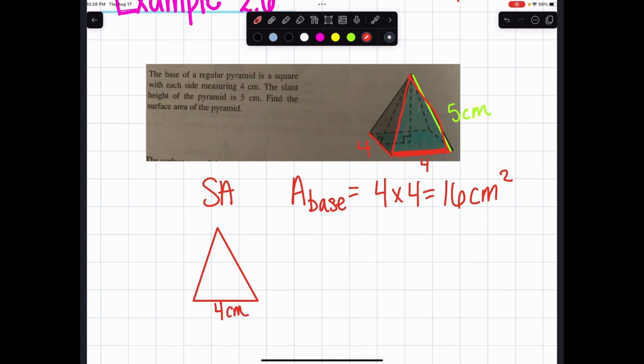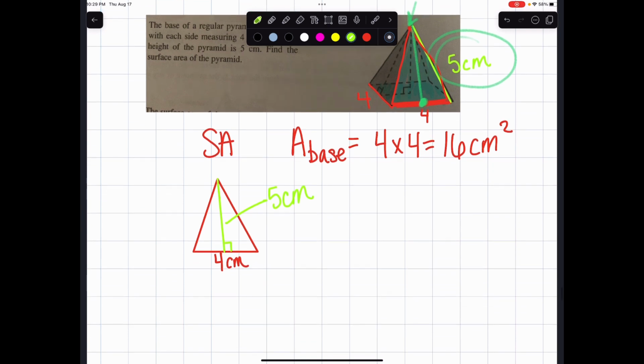Now the slant height, I drew it in a weird way because it's not actually the edge. Remember that the slant height is not the edge. The slant height starts at the top and goes to the very middle of one of the triangles. It goes to there. That's what is actually 5 centimeters. So if you're looking at one of the faces, the slant height is actually here. It goes right to the middle, and this is 5 centimeters. That color's kind of hard to see. I hope you can see it.